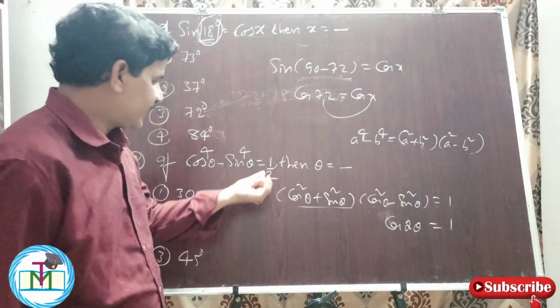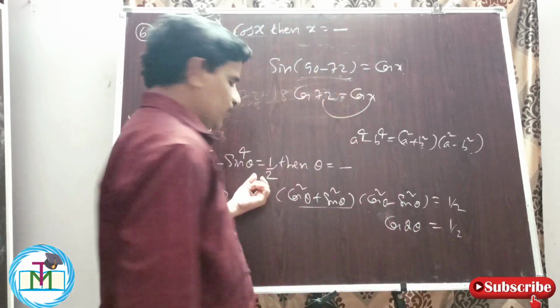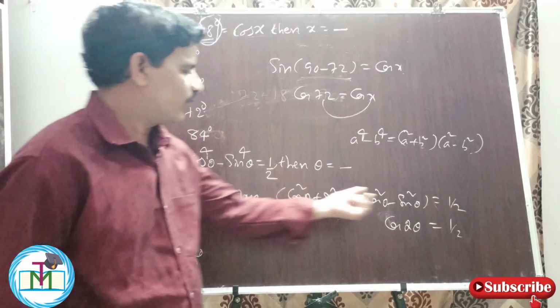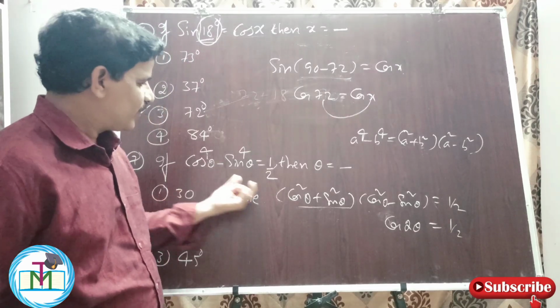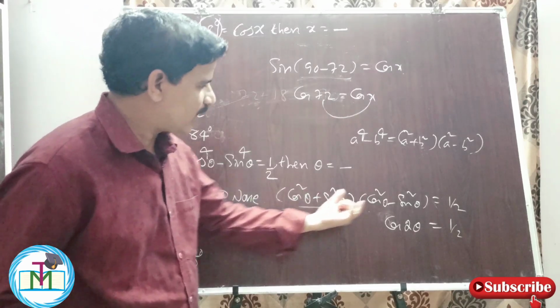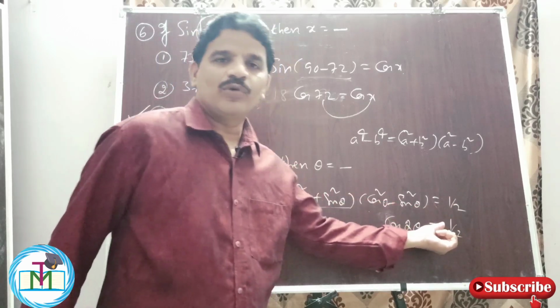So here it is not 1, it should be 1 by 2 in the question. Anyhow, cos power 4 theta minus sin power 4 theta can be written as (cos square theta plus sin square theta) into (cos square theta minus sin square theta), which is equal to 1 by 2. So cos 2 theta is equal to 1 by 2.